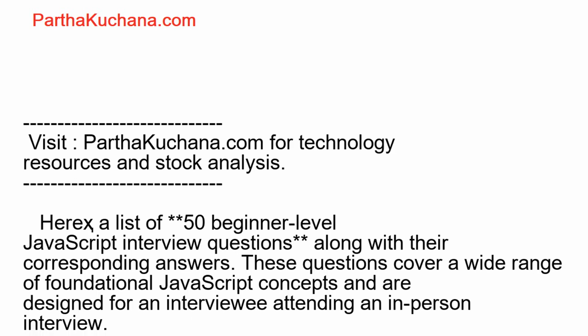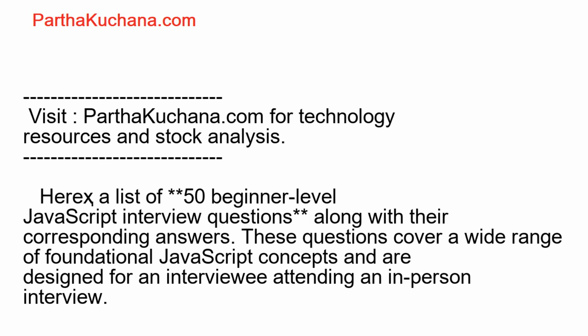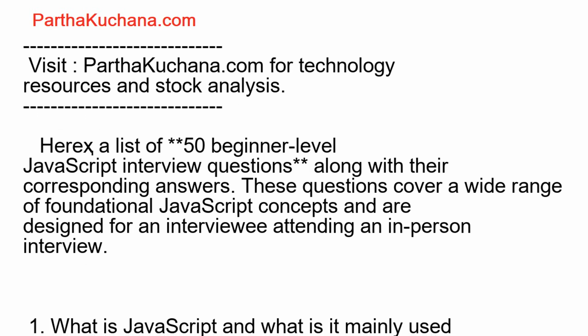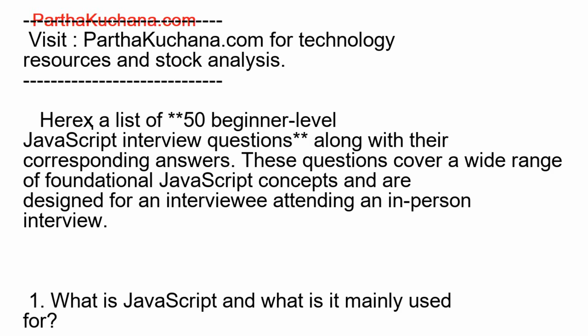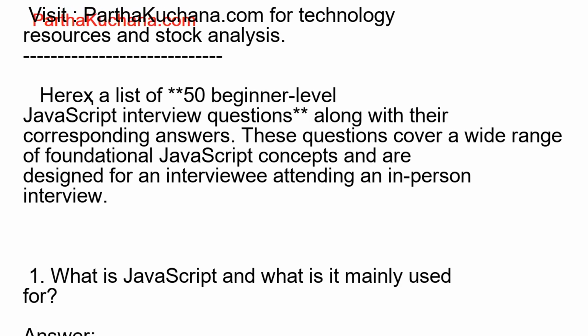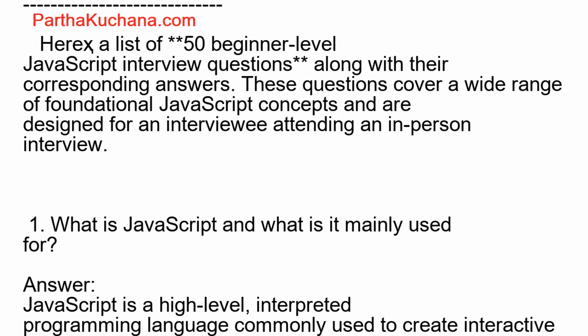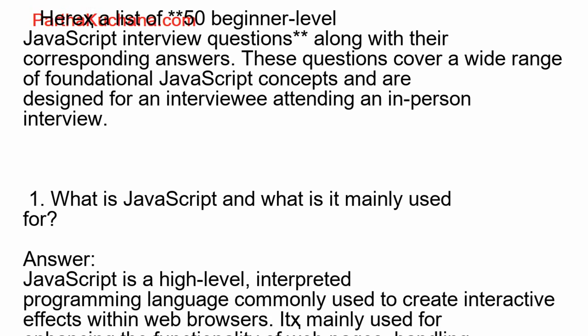1. What is JavaScript and what is it mainly used for? Answer. JavaScript is a high-level, interpreted programming language commonly used to create interactive effects within web browsers. It's mainly used for enhancing the functionality of web pages, handling events, and making web applications dynamic.